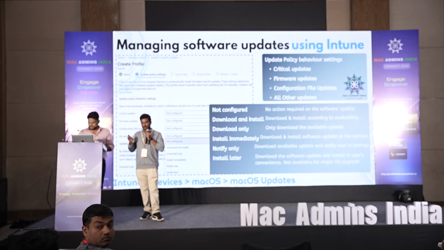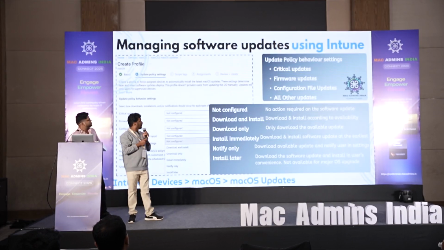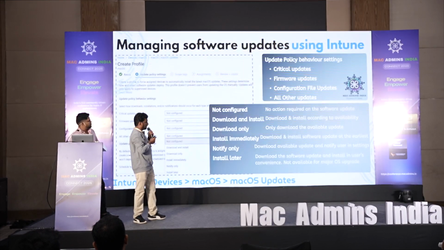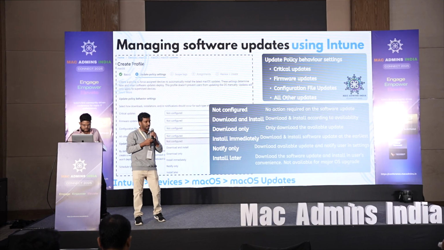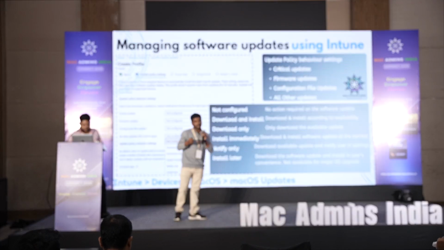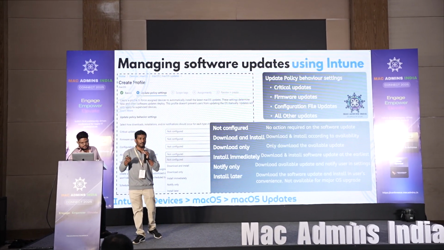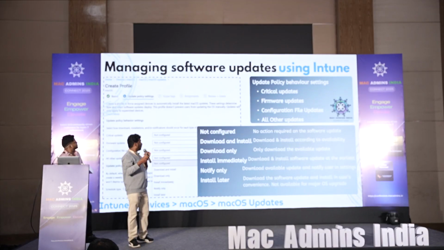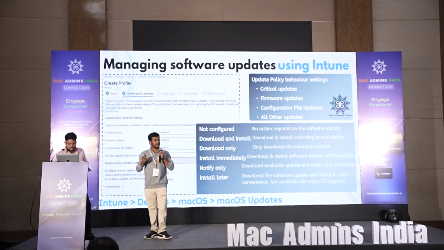For that, first we can check the update policy settings over here. The first setting is the sub-setting, update policy behavior settings. We also have some types already mentioned, like critical updates, firmware updates, configuration profile updates, and all other updates. All other updates, in the sense, also include OS and built-in apps. So you have to keep that in mind. And there is other configuration in each type of update, so we can check that configuration one by one.